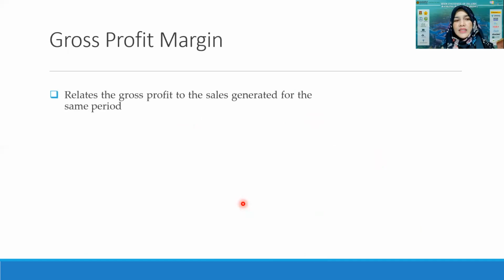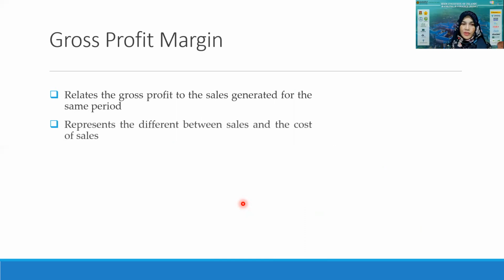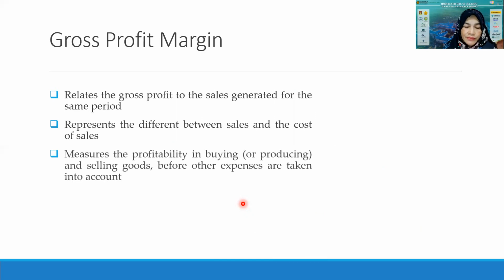Gross profit margin is actually relating the gross profit to the sales generated for the same period. So it compares the gross profit with the sales generated for that particular period. And then it represents the difference between sales and the cost of sales, or the cost of goods sold. So it is like identifying how much the profit is. It measures the profitability in buying or producing and selling goods before other expenses are taken into account.